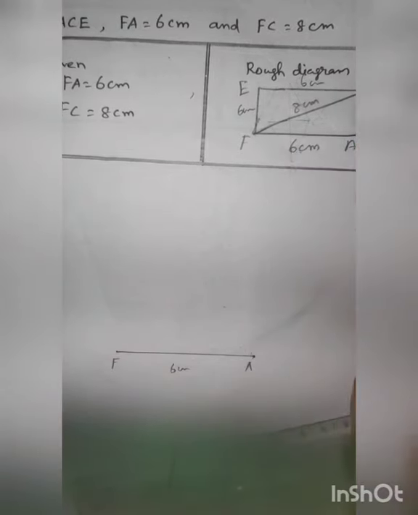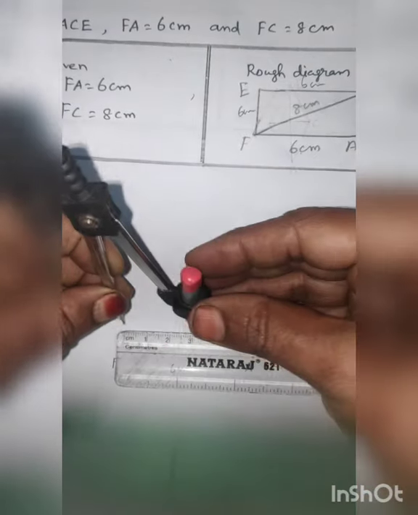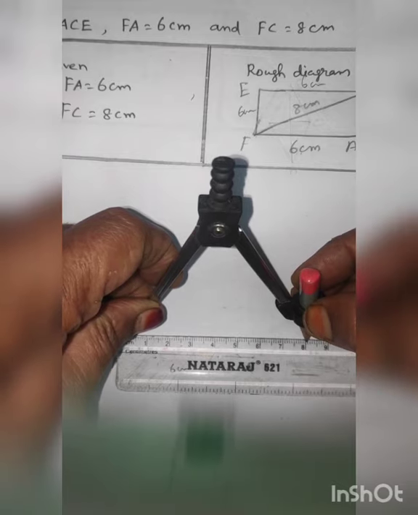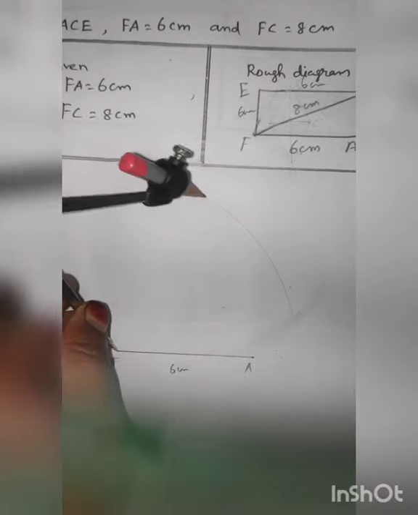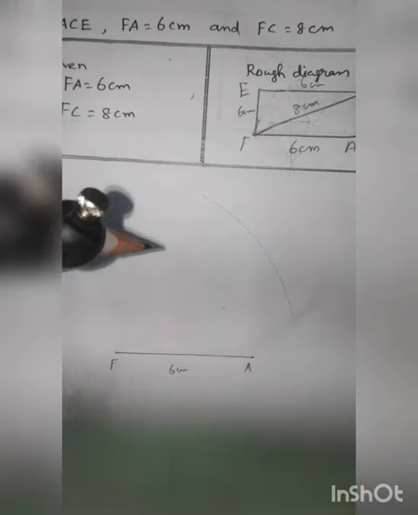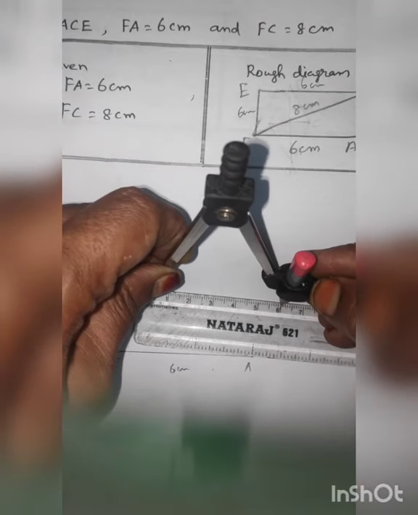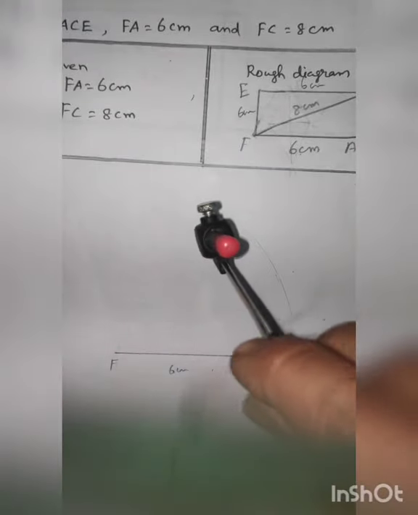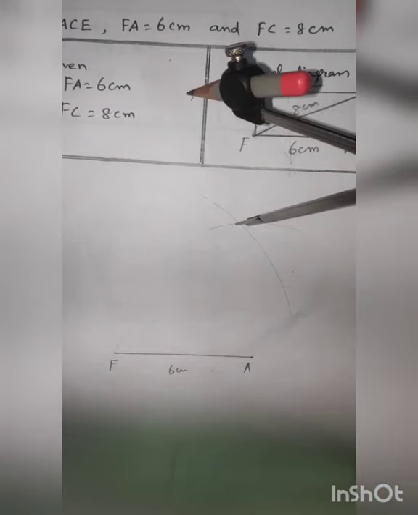Next, FC is 8 centimeter. From F, keep the compass and cut the arc at 8 centimeter. All the remaining sides are 6 centimeter. For one time you measure 6 centimeter in the compass, that is enough. Cut the arc. Next, from the point A, you cut the arc.